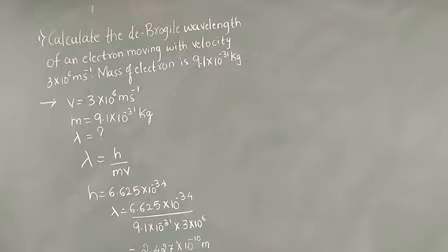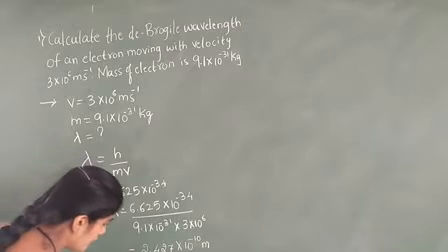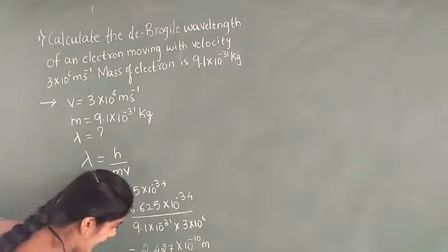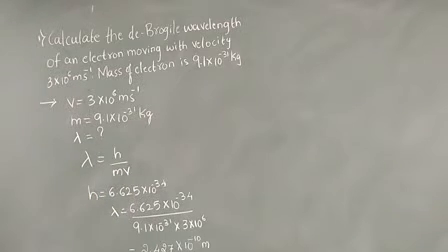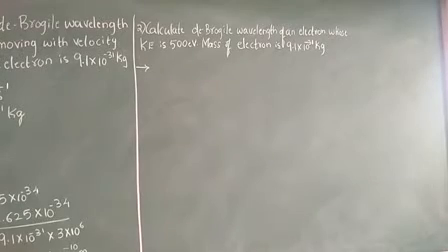Or this answer can be also converted as 2.427 angstrom. Angstrom is equal to, we are considering 10 raised to minus 10 meter. Now next question.